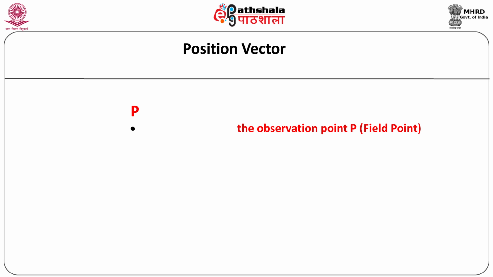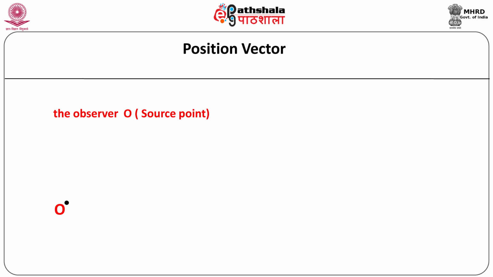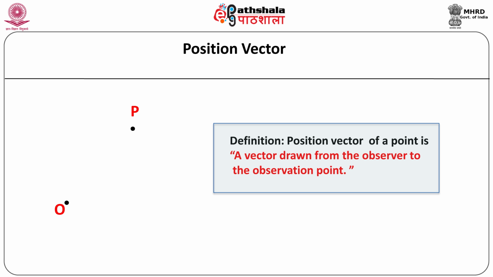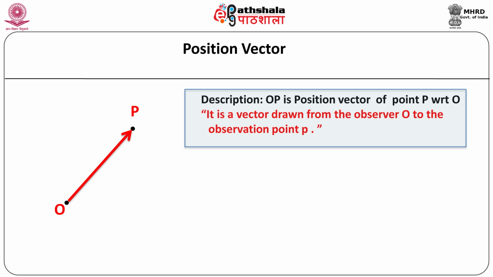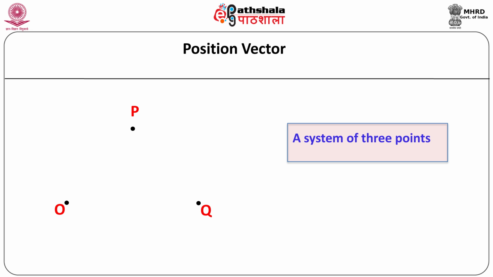The observation point P in electromagnetics is many a time called the field point, while the observer O is referred to as the source point. Remember that position vector of a point is a vector drawn from the observer to the observation point. Thus, OP bar is the position vector of point P with respect to O. It is a vector drawn from the observer O to the observation point P. In the case of a system of 3 points, say O, P and Q, the position vectors of one point with respect to the others will be as shown.